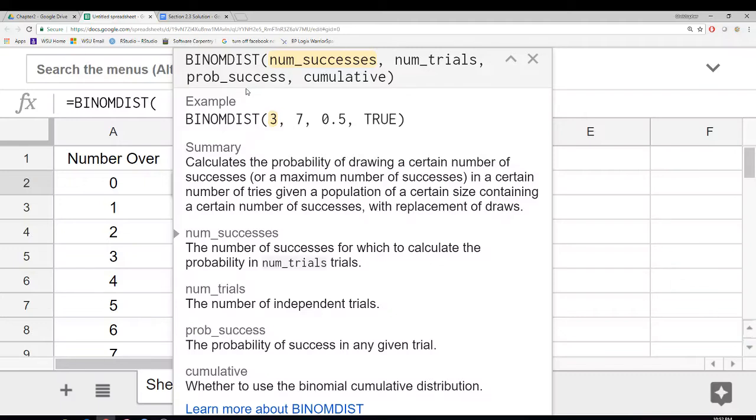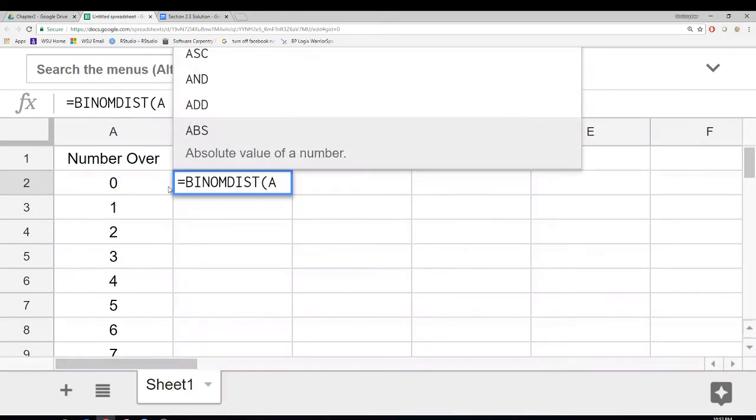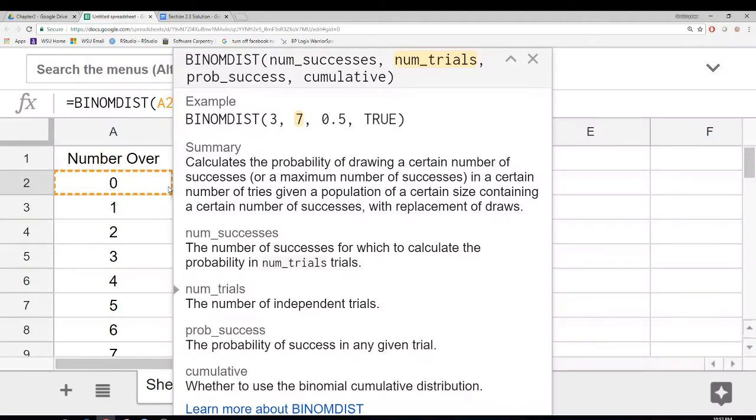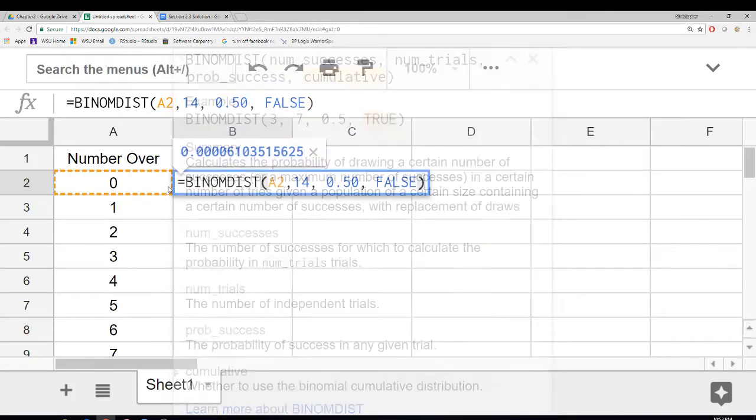Remember, a success here is being over on their daily recommended intake for vitamin A, and that probability is 50%. The last argument is cumulative, and we are always going to set the cumulative quantity to false. We'll talk a little bit more about that in a minute. So let's use the BINOM.DIST function to compute these probabilities. I'll put in what I need, and then I will explain what those quantities are.